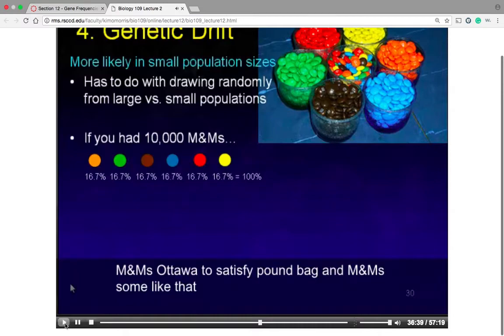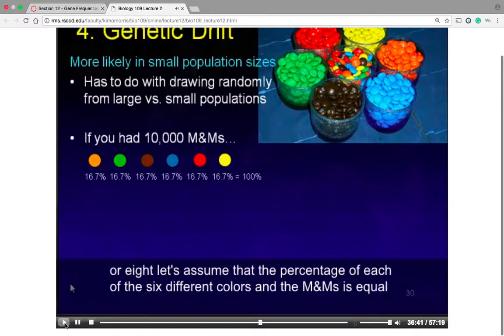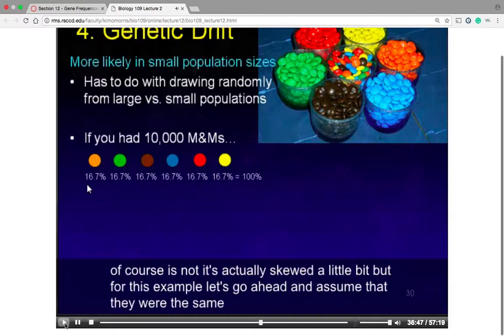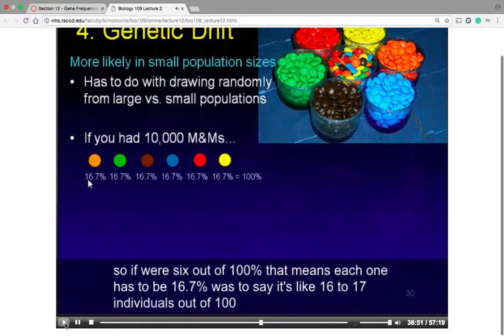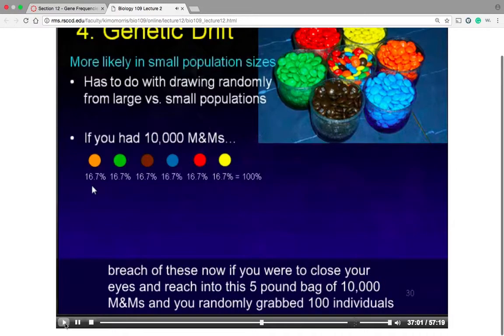Something like that? All right, let's assume that the percentage of each of the 6 different colors in the M&Ms is equal. Of course it's not, it's actually skewed a little bit, but for this example, let's assume that they were the same. So if we're 6 out of 100%, that means each one has to be 16.7%. Let's just say it's like 16 to 17 individuals out of 100 for each of these.